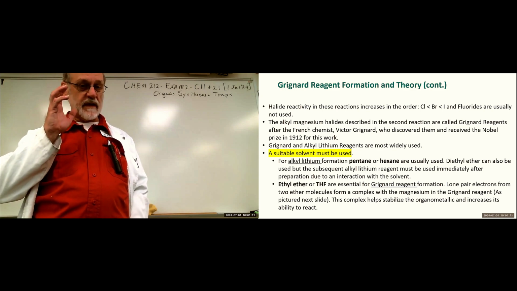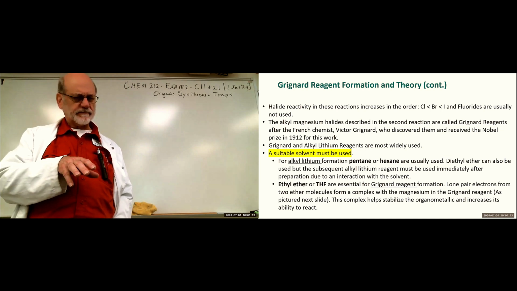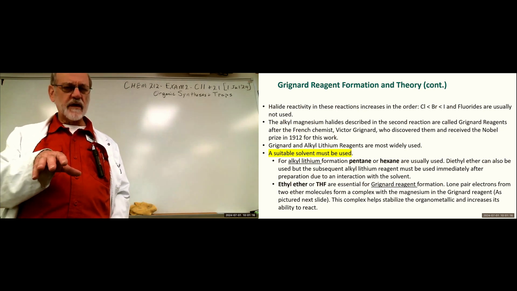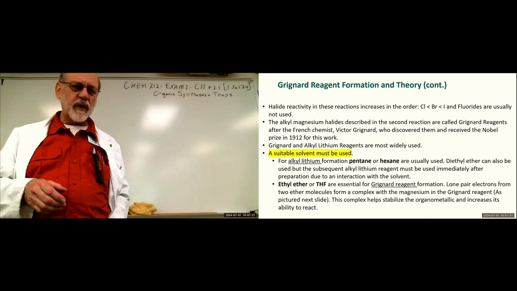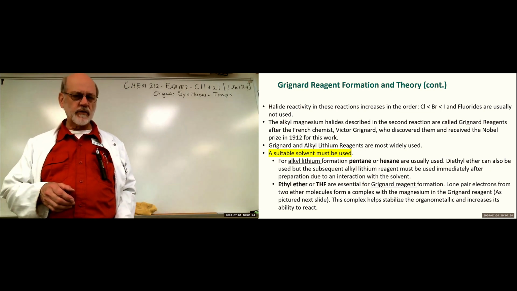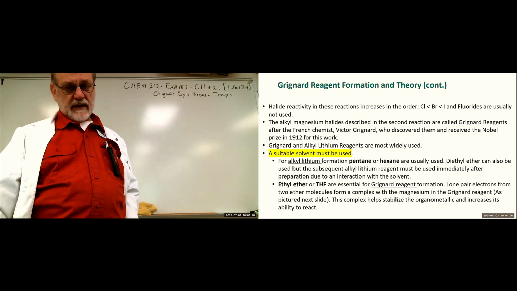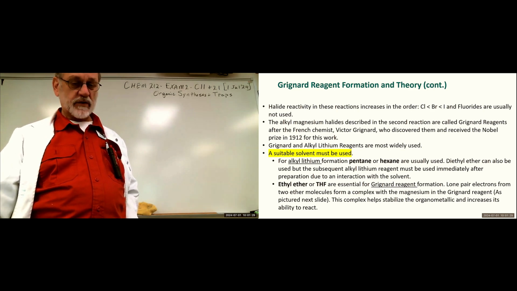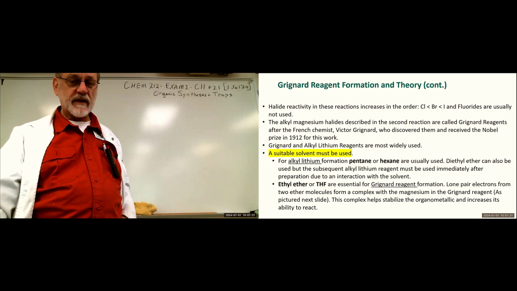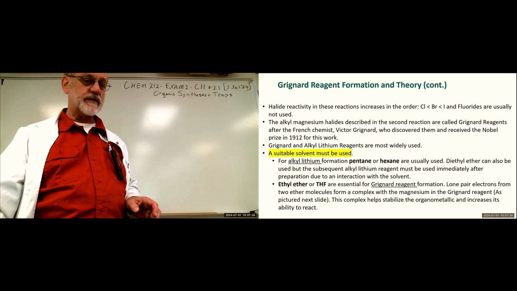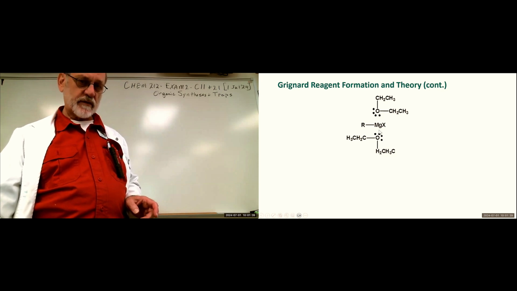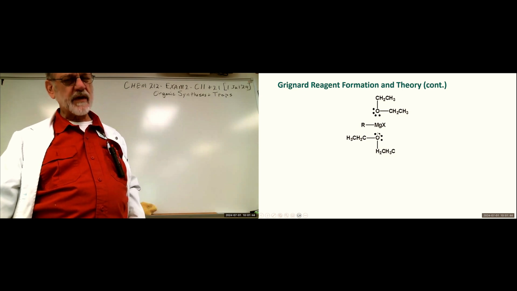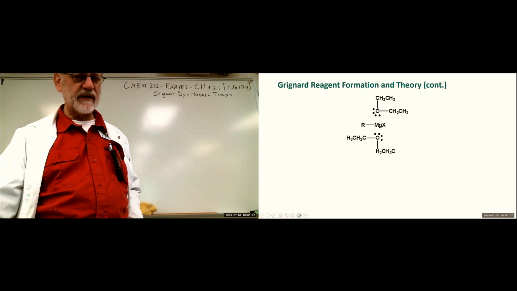These molecules are used as solvents because of the way they activate the Grignard reagent. The lone pair of electrons from the ether molecules forms a complex with the magnesium, and we'll show it in the next slide. This complex helps stabilize the organometallic and increases its ability to react. So that's what it looks like. We get these ethers that, I wouldn't say form bonds, but associate with the magnesium and stabilize it.